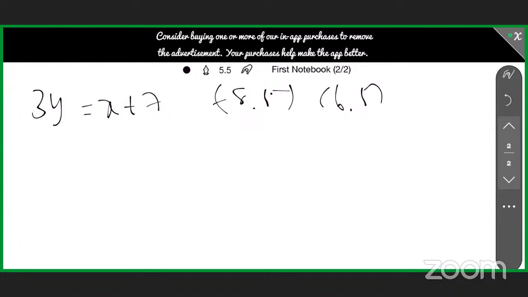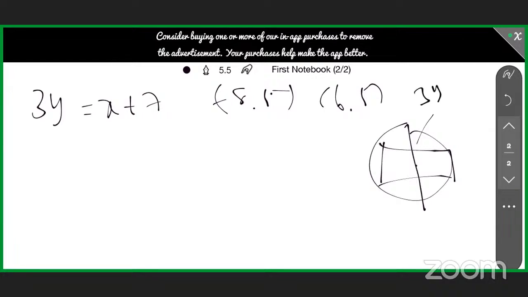Carefully, a rectangle is inscribed in the circle. The diameter is lying on the line 3y is equal to x plus 7. And the adjacent vertices are given. We can say these two adjacent vertices are given.